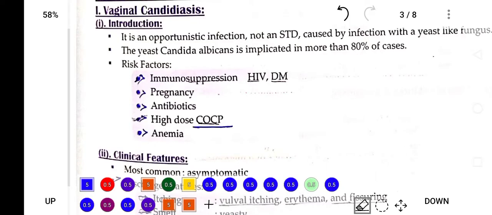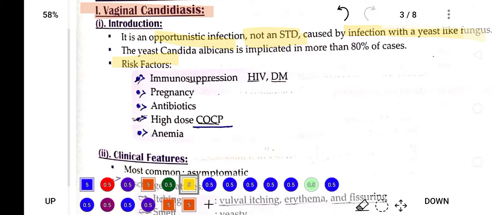Welcome everyone. So the topic which we will cover is vaginal candidiasis. It is a condition in which opportunistic infection occurs. It is not an STD. It is not a sexually transmitted disease, but it is an infection which is caused by yeast-like fungi. That's why it is known as vaginal candidiasis.